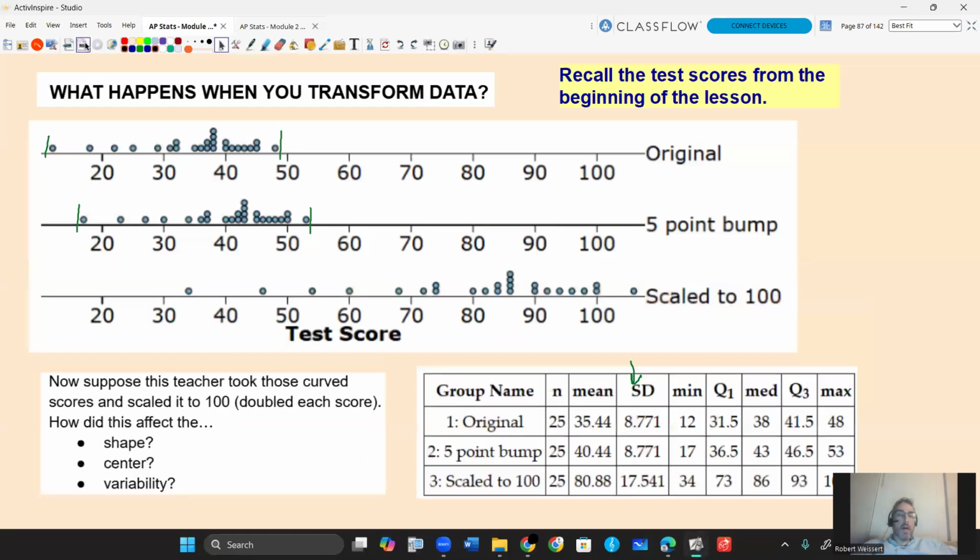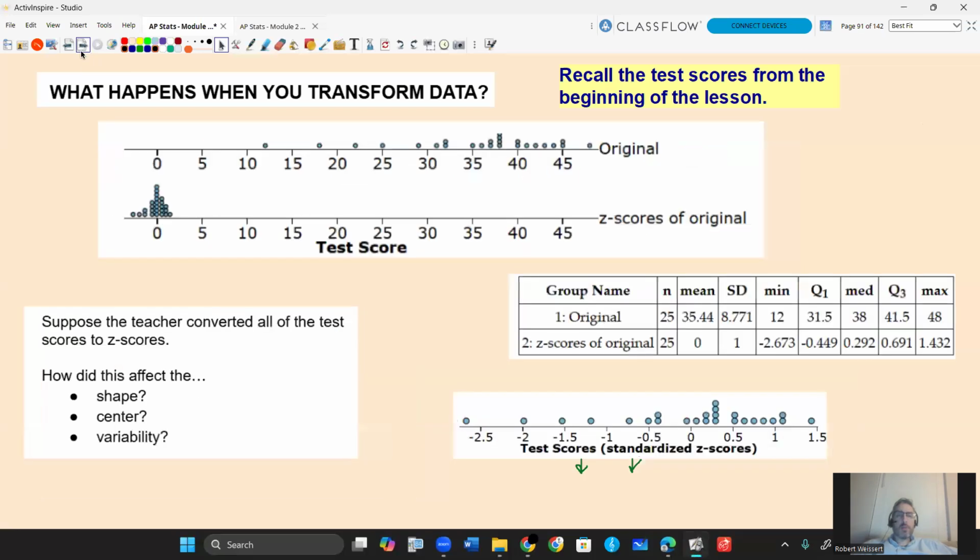Now, what happens if I decide I want to make it out of 100? So in this case here, instead of out of 50, I'd have to multiply by 2. Well, does that change the shape? No, still going to be the same shape. The center is going to be bigger. It's going to actually be doubled as well. So if you look at the mean, look at those two numbers. That 80 is definitely twice as much as 40. And that standard deviation is also going to get doubled. So when you multiply, you also multiply the standard deviations, but you don't add or subtract.